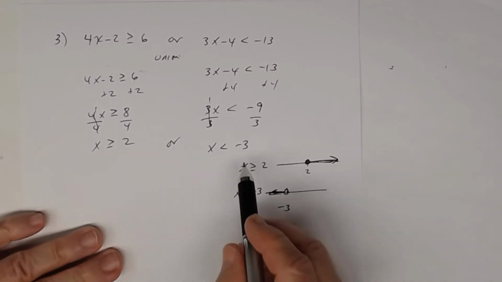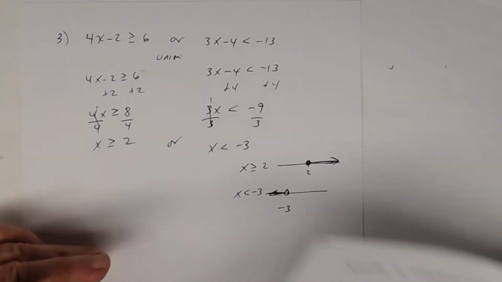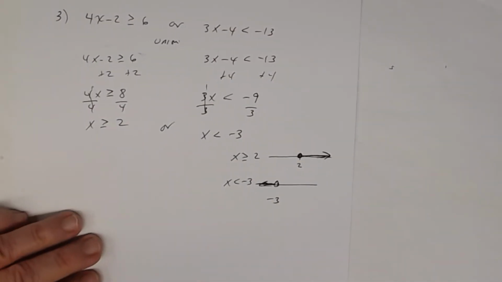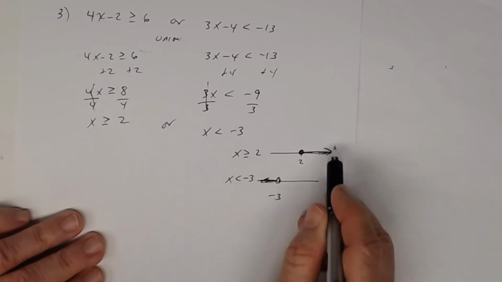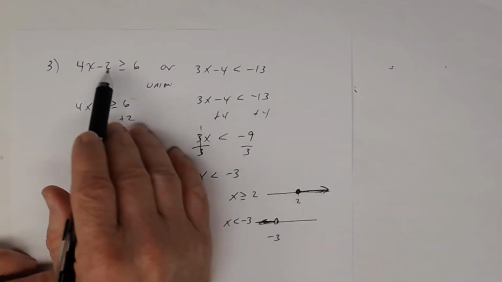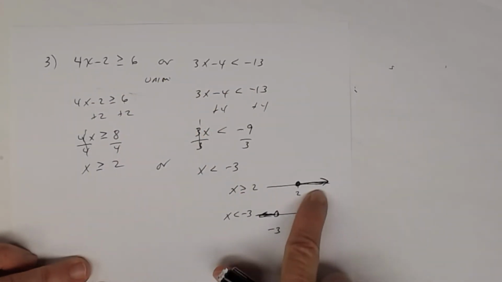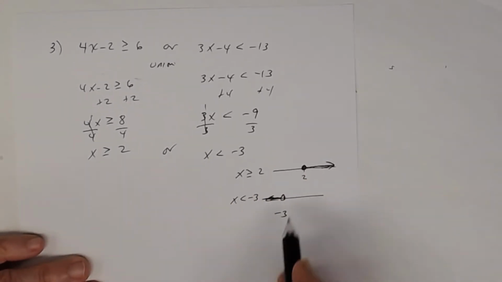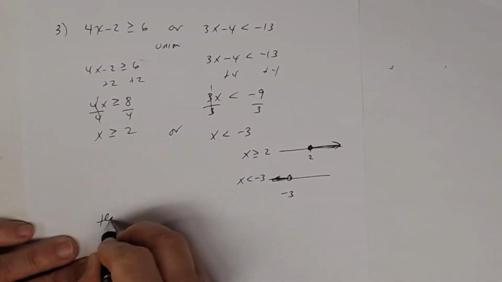All right, now remember, that's an OR statement. So an OR statement is different from an AND statement. An AND statement, you look for the intersection. An OR statement just means this. What's shaded here and what's shaded here is a solution to the original. So the solution to the original is any number here or any number here. And so basically you're just going to merge the two. You're going to put the two together.